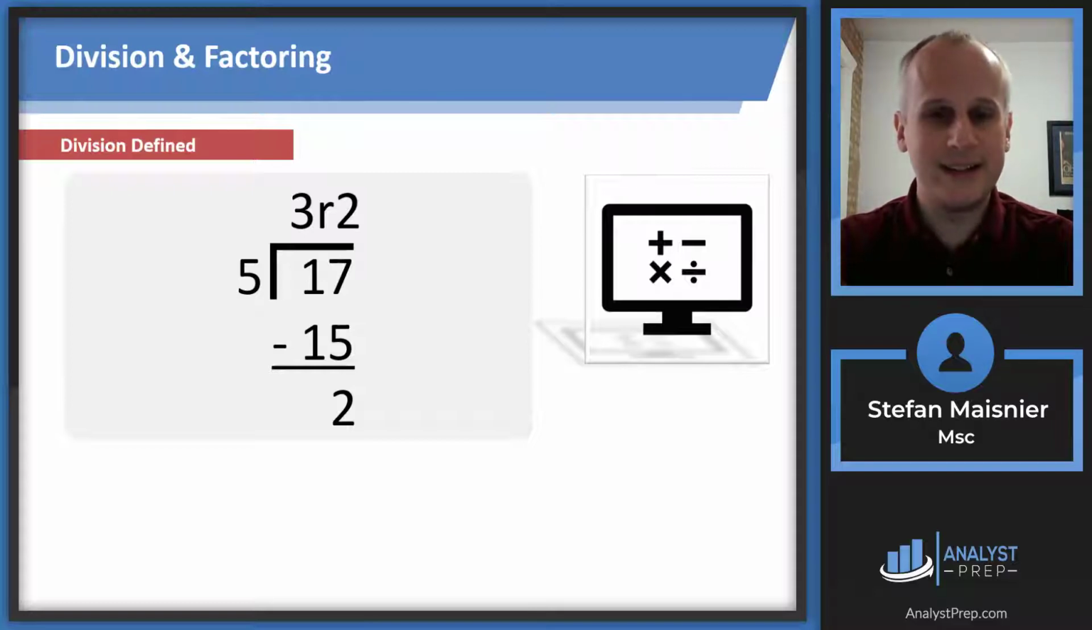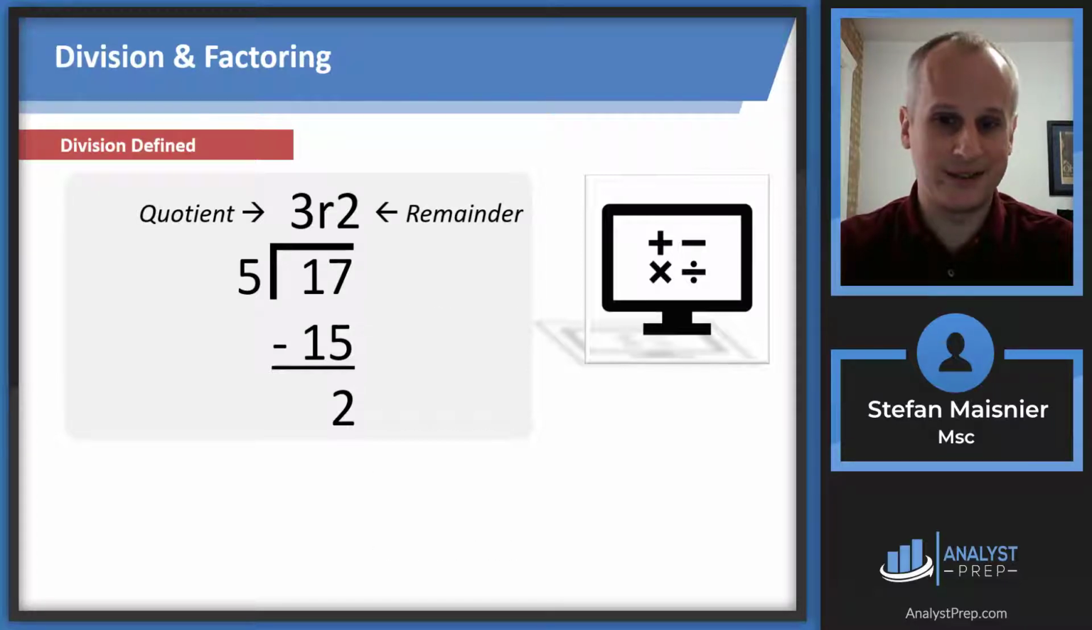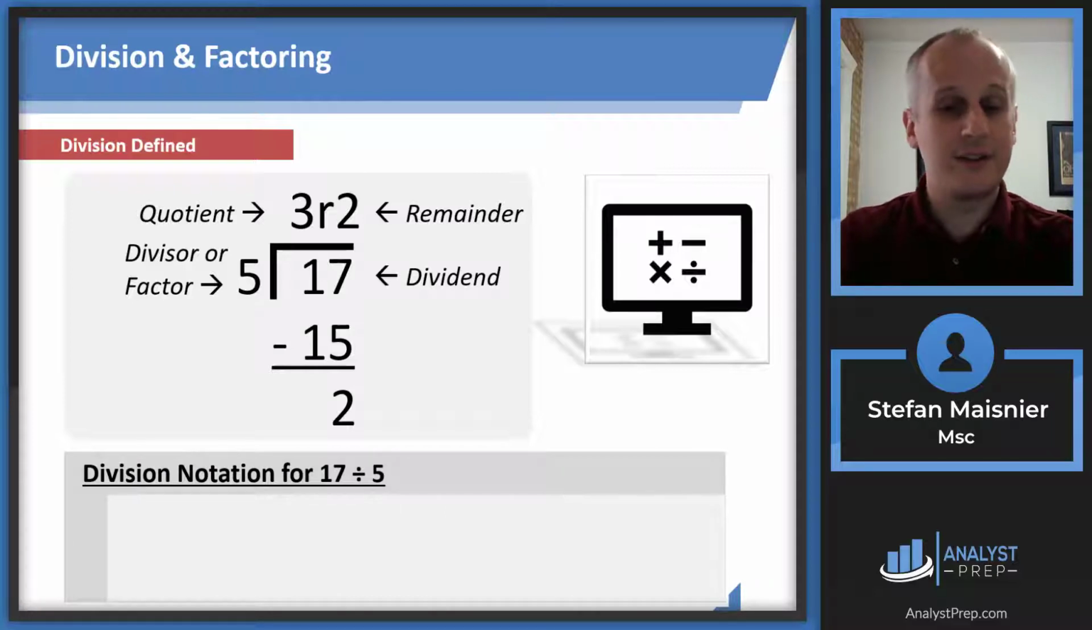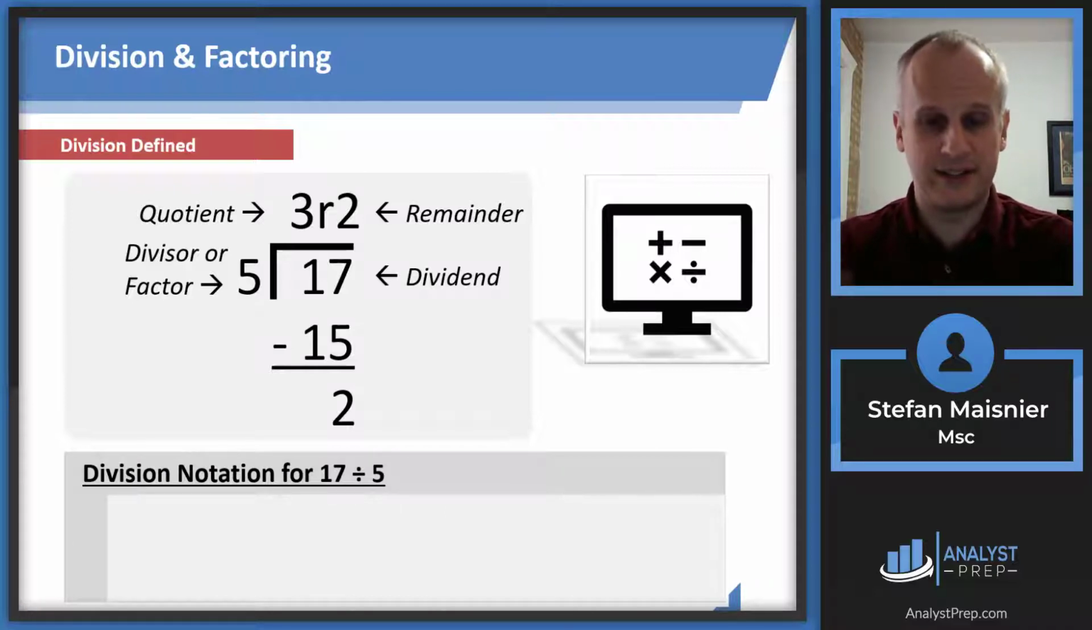Now, we need to name all of the pieces here. So the 3 is what is known as the quotient. It's the amount of times that 5 went into 17. Now, the 2, obviously, is the remainder. We've already kind of discussed that. Now, the 5 is what is known as the divisor or factor, and the 17 is the dividend, which is being divided into.